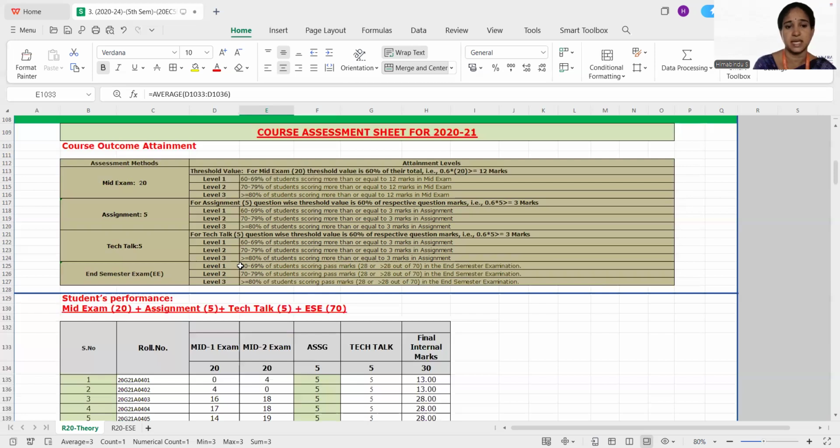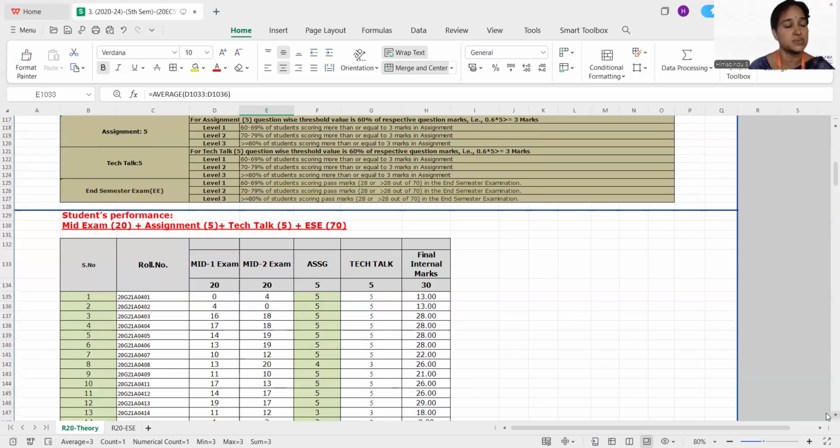Similarly, for the end semester examination, if the percentage of students scoring above the pass mark is greater than or equal to 80%, the attainment level is 3. If the range is 70 to 79, attainment level is 2. If the range is 60 to 69%, attainment level is 1.